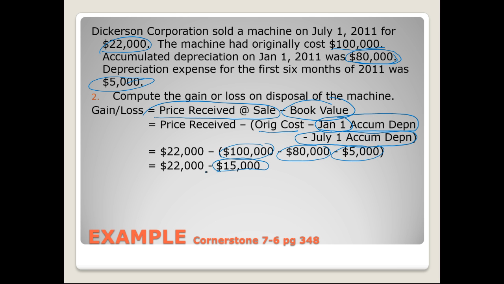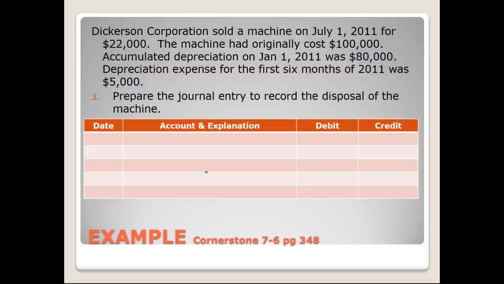That means the company sold it for more than the book value. Would you consider that a gain or a loss? Well, that would be a gain. They got more cash for that machine than they believed it was technically worth according to the book value. It's a $7,000 gain. Now we're able to actually prepare the journal entry to record the disposal of the machine, the sale of the machine.